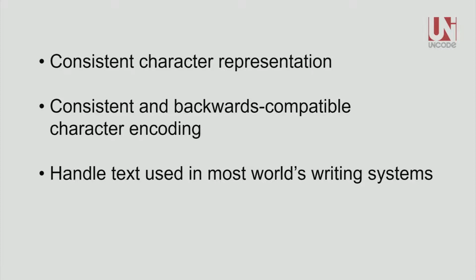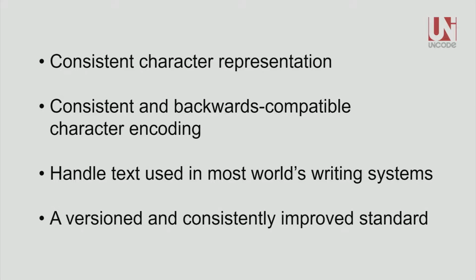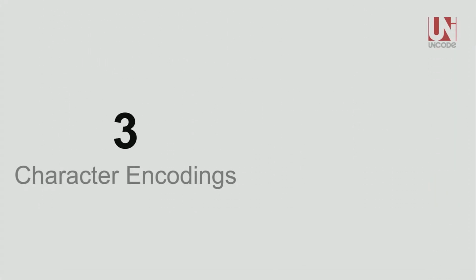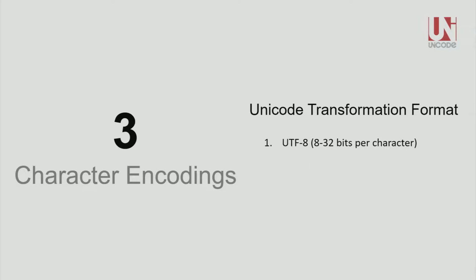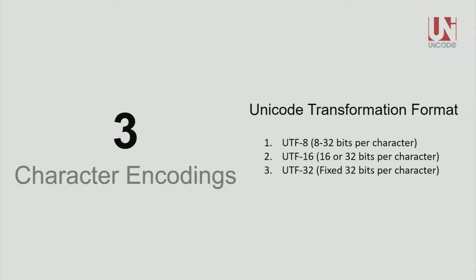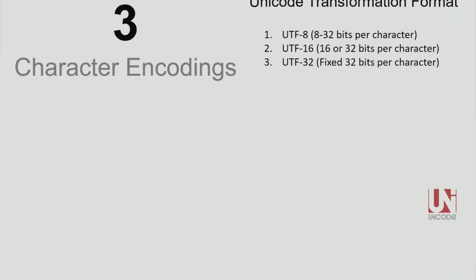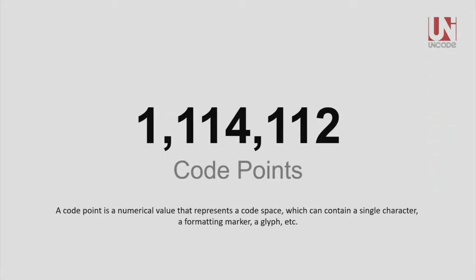But the goal before they even started to describe these character encoding systems was to find what's wrong with the existing ones. The other goal was that it should be versioned, as in we should be able to add more characters to the same standard without changing anything we have in the past. So in the Unicode standard, we have 3 character encodings. They're called Unicode Transformation Format, and there are 3: UTF-8, 16, and 32. We will talk about them later. And they also have 1.1 million character code points.